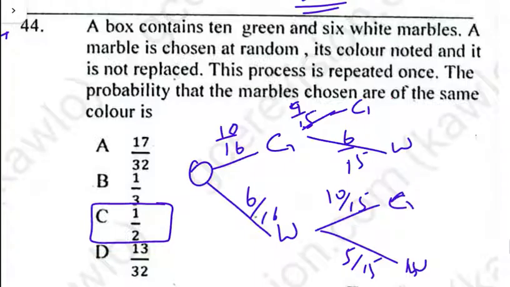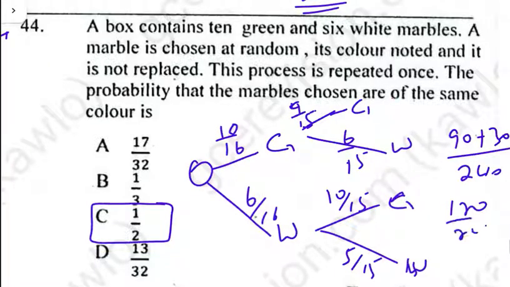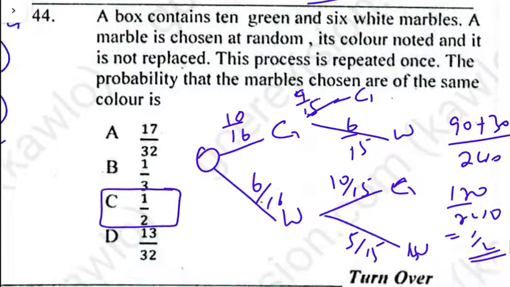So green is going to be 10 times 9, 90. White is going to be 6 times 5, 30, over 16 times 15. That's 240. So we have 120 on 240, which is equal to a half. Yeah, it's true, so that's the same. Whichever method you use, you get the same answer.